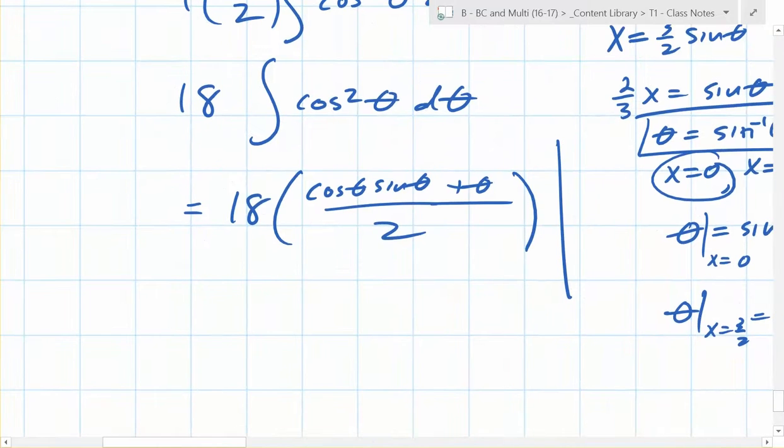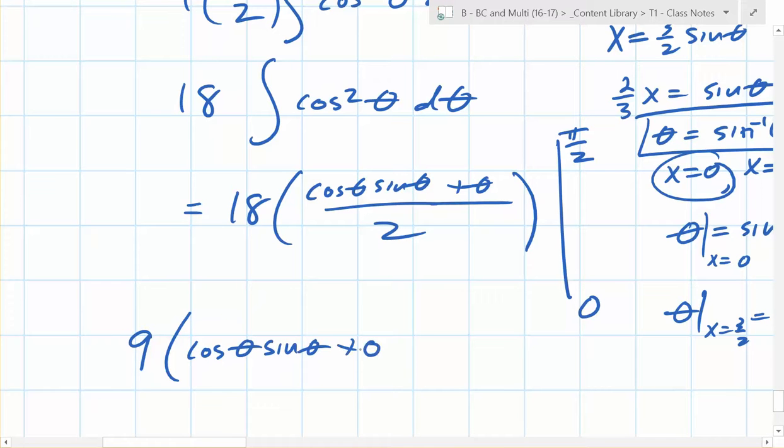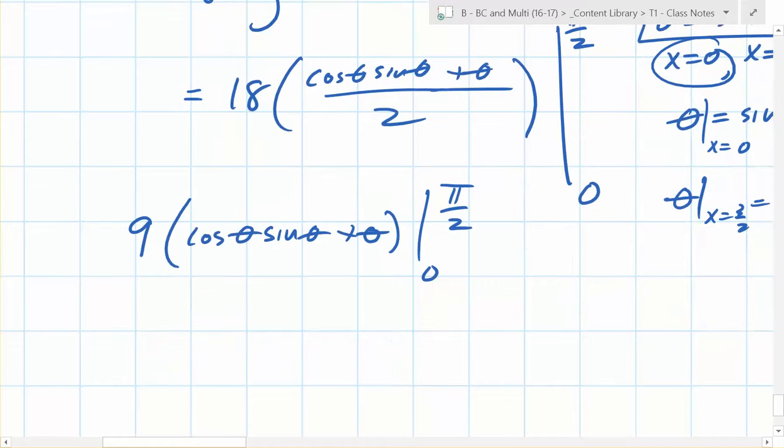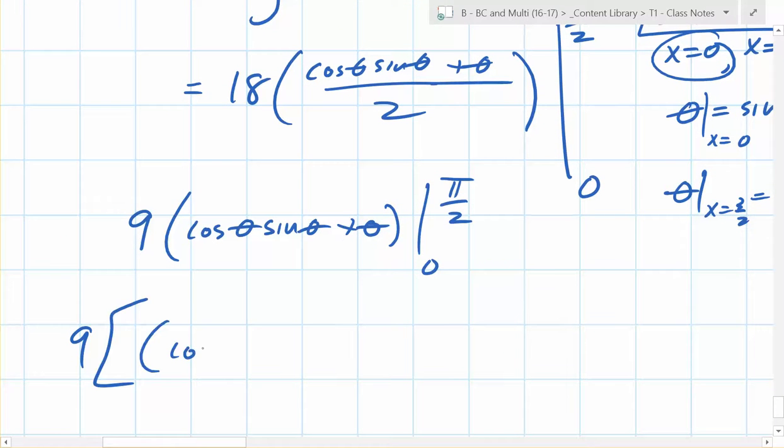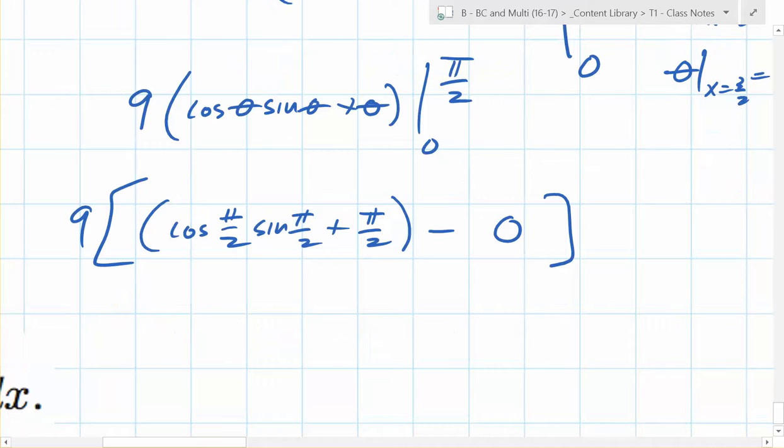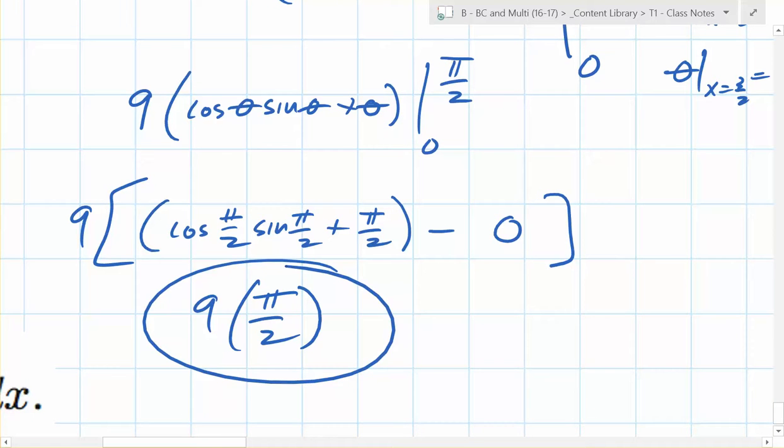So what are we evaluating this from right here? From 0 to pi over 2. What is sine of pi over 2? 1. What's cosine of pi over 2? 0. Oh, so does something happen here? So you have 9 cosine theta sine theta plus theta from 0 to pi over 2, right? So what is that? 9 times cosine pi over 2 sine of pi over 2 plus pi over 2 minus 0, right? So what do you end up with? 9 times pi over 2. No calculator necessary. We just calculated the exact area of that arc of the ellipse.